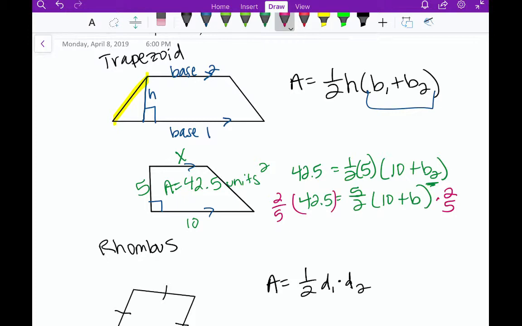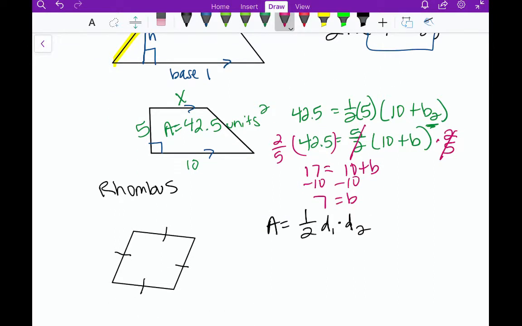2 over 5 times 42.5 is 17. So 17, those cancel, is equal to 10 plus B. Subtract 10 on both sides, B equals 7. So the other base would be 7.